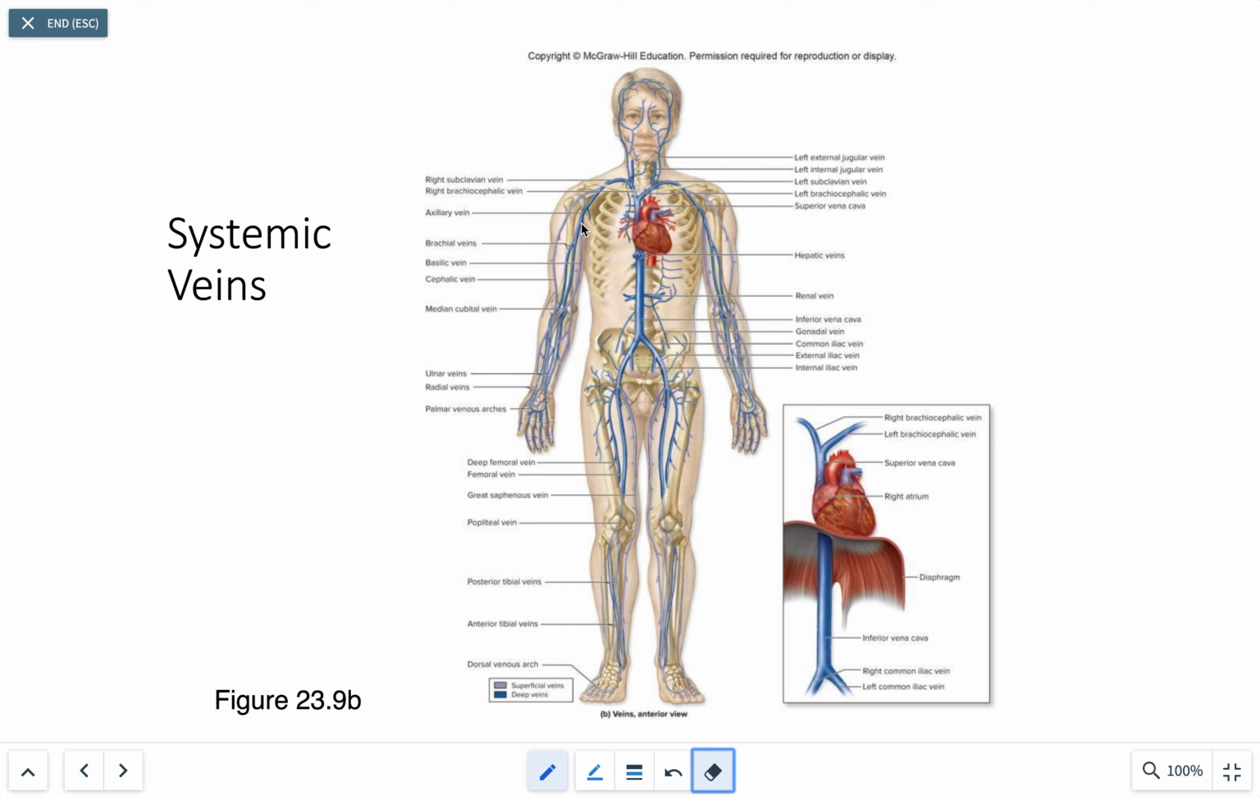Again, as the blood returns, on the right-hand side, we have a right subclavian, and then it bifurcates into the right common carotid vein, and then we see it go into the superior vena cava through the right brachiocephalic. On the left-hand side, it's the same. You have the left subclavian vein coming in, and then it's going to drop into the superior vena cava.